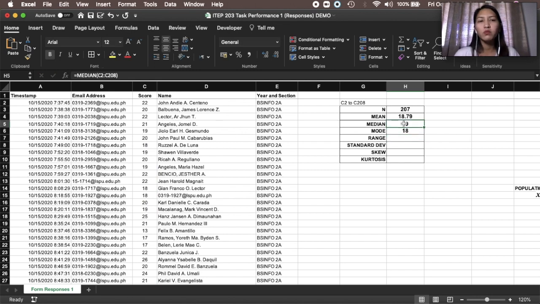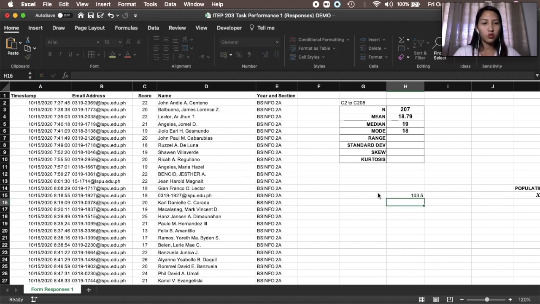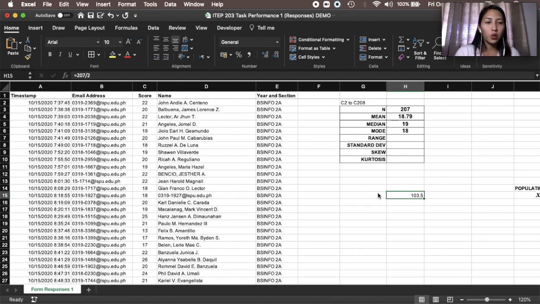By the way, going back to median, so again, yung 207 scores, kapag in-arrange ko siya in ascending order, yung pinakang gitna ng 207 ay 207 divided by 2, that is 103.5. So, yung pinaka 104, yun yung pinakang gitna natin, is 19. So, 19 yung ating median. Ang mode naman, ito yung pinakamadaming score na nakuha.